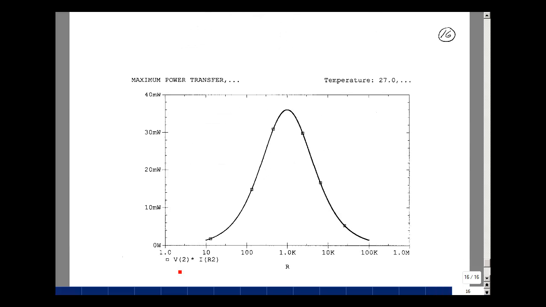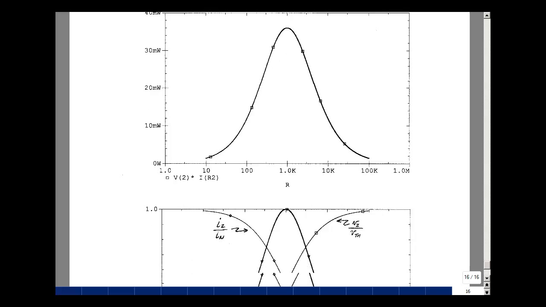So here's a plot of the voltage across the load times the current through the load. That would be the power absorbed by the load as a function of the load resistance. And you can see here that we get a maximum, I think about 36 milliwatts, at R sub L equal to R2 equal to 1K. And of course that's our maximum power transfer theorem.